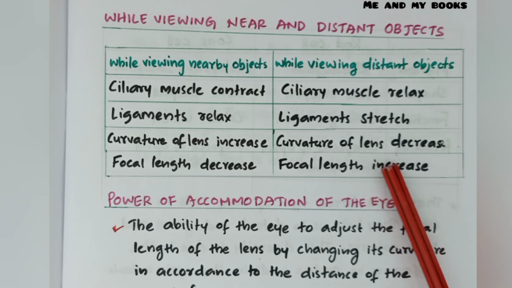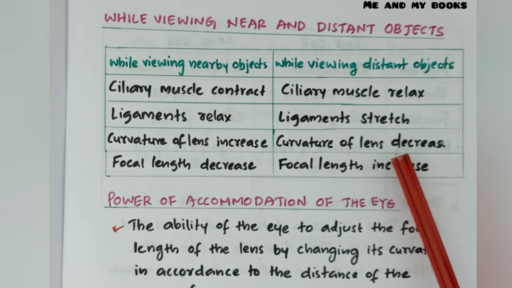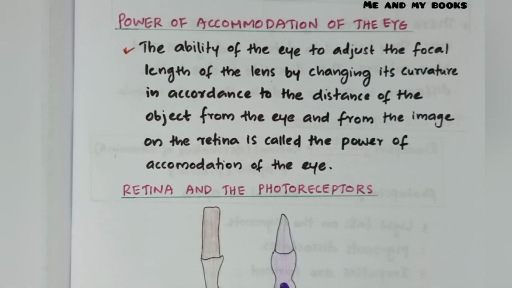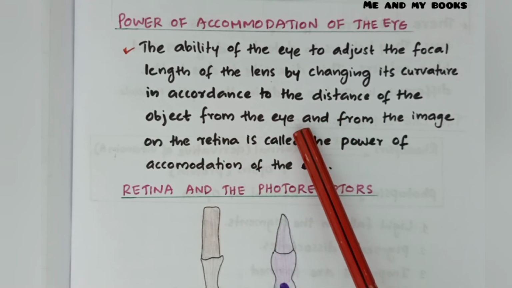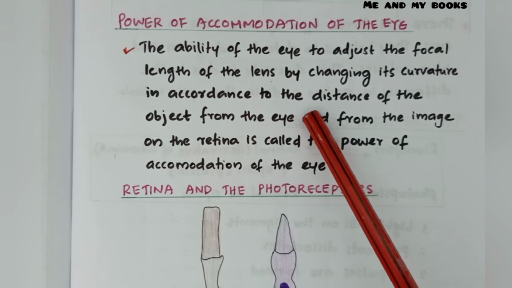Because of these changes of ciliary muscle, ligament and lens, we are able to see the nearer object and distant object. So we have seen here that ciliary muscle, ligaments and lens have the ability to adjust their size, which enables us to see the object.